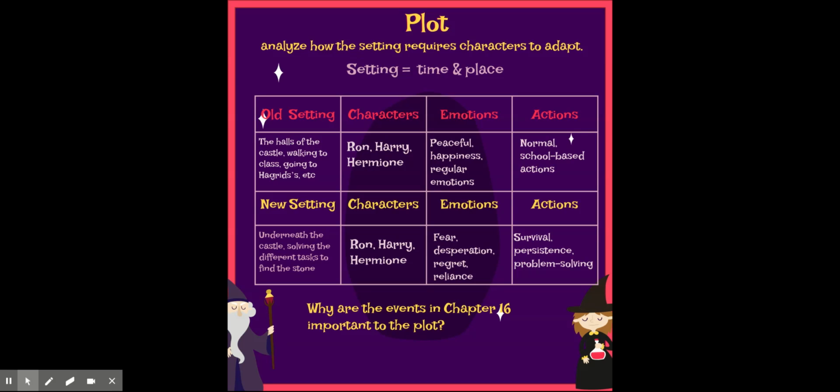So our questions look like, why are the events in chapter 16 important to the plot? We would look at the actions and emotions of those characters within that new setting and explain how that is a new adaptation for these characters and how that affects the plot.